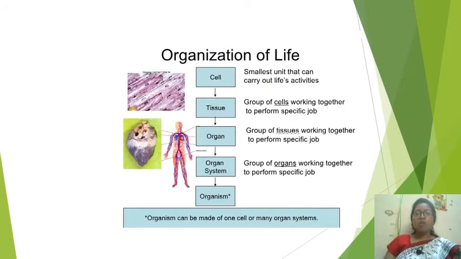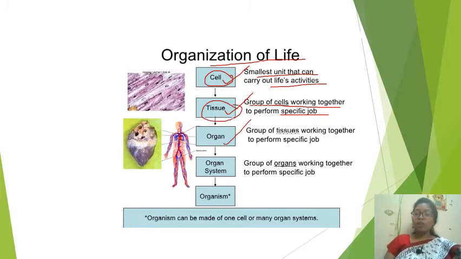Now, how is life organized? It is organized according to the cell and clusters of cells. Take the example of a cell. The cell is the smallest unit that can carry out life's activities. When many cells join together, they form tissues. And what are tissues? Tissues are groups of cells working together to perform a specific job. And many tissues, what will they form? Many tissues will form an organ.